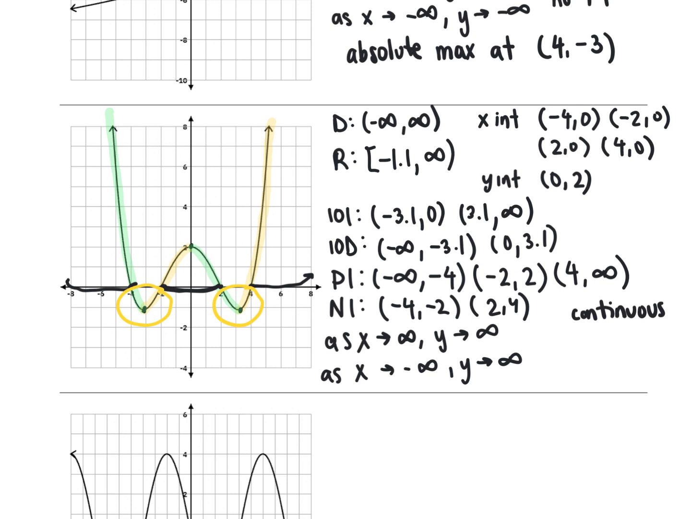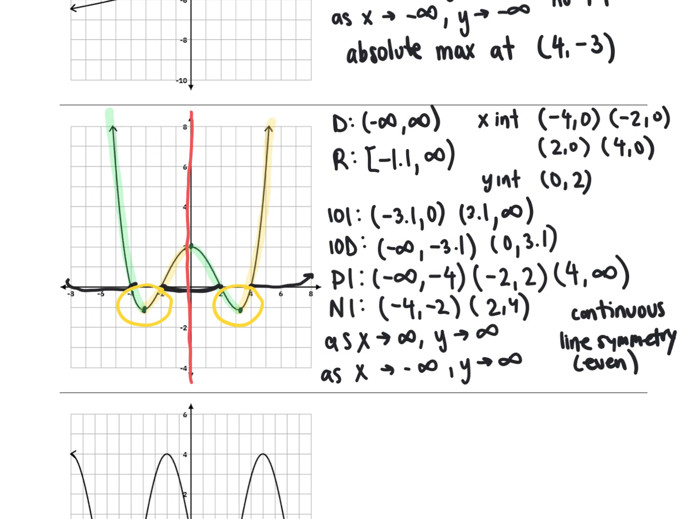Symmetry. This does have symmetry. It is actually line symmetry, because if I were to put a line right here along the y-axis, if I take my right side and reflect it over the y-axis, I will have my left side. So this is line symmetry. And because our line is actually the y-axis itself, this is even symmetry.